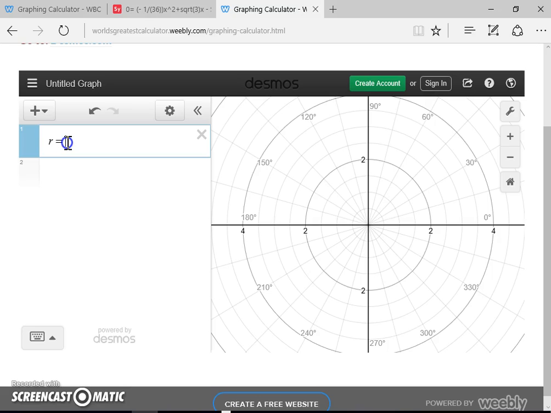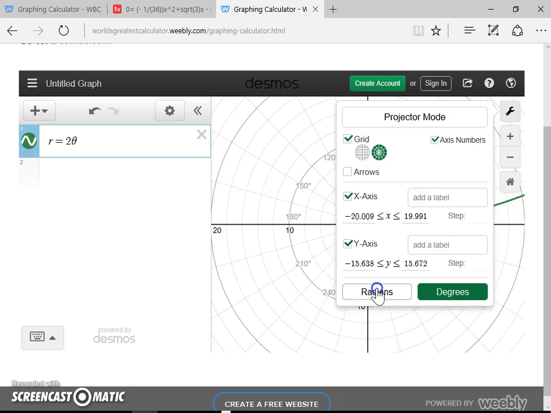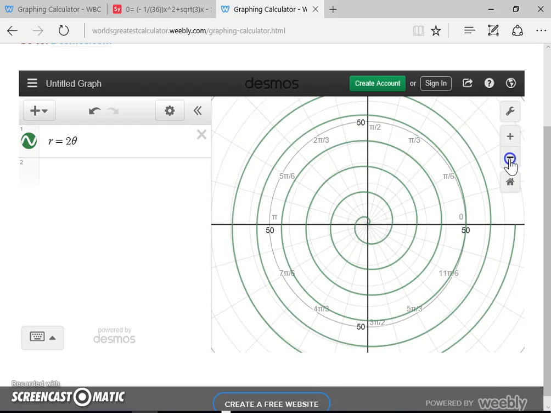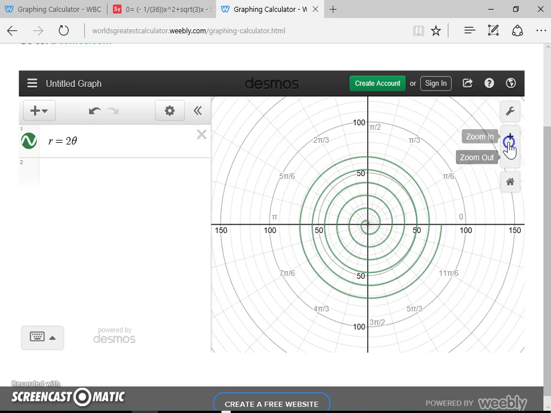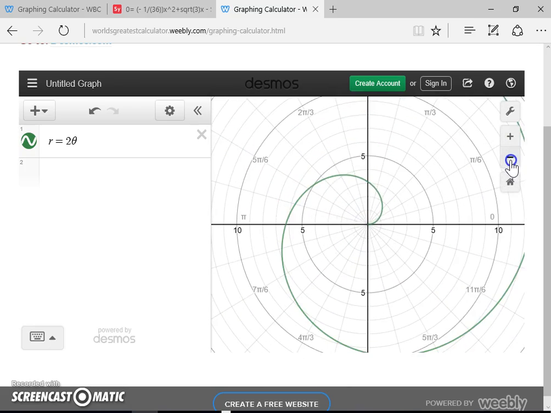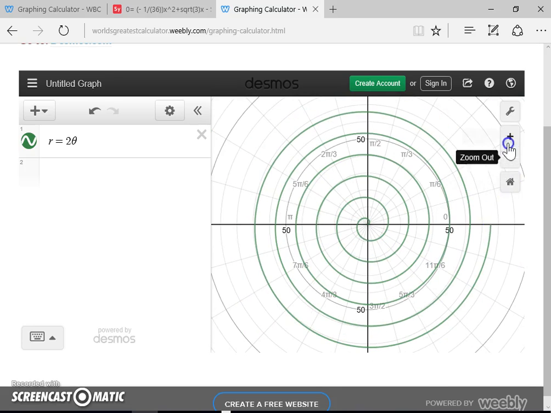It was r equals 2 theta in radians. Okay, so notice, you really need to zoom out to be able to see what actually happens here. It's kind of hard to tell, but 1, 2, 3, 4, 5, 6. It goes around like 6 times there.